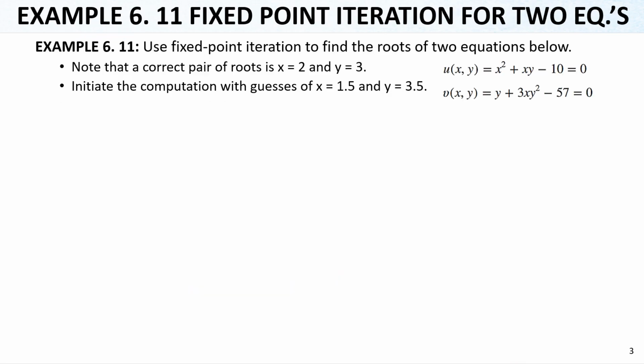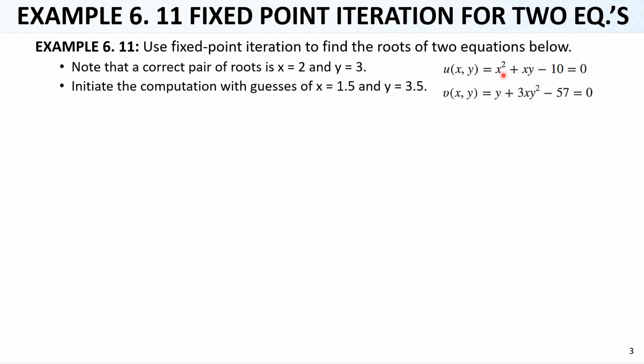In this slide, we will have an example of the fixed point iteration for two nonlinear equations, and see if there is any issue with this. Here we have two functions, as you can see on the right hand side, the u function and v function equal to 0. The correct roots are 2 and 3, we know those. But in an actual case, we don't know them, and we want to use the numerical method to predict them. The question says, let's start the guesses as 1.5 and 3.5.